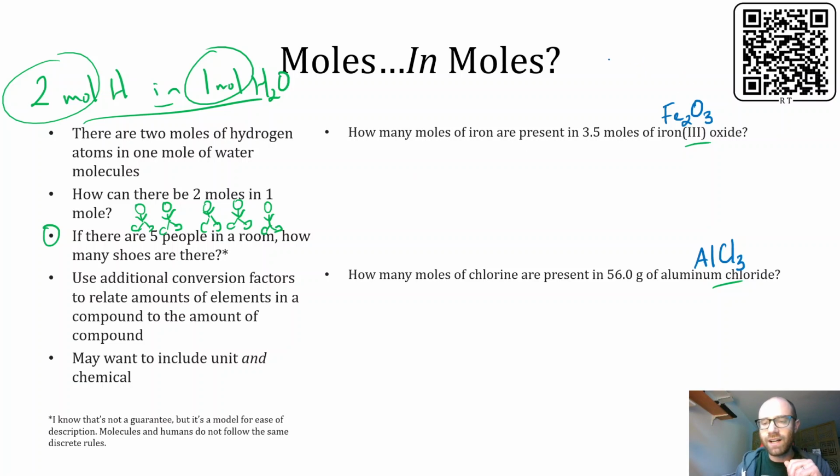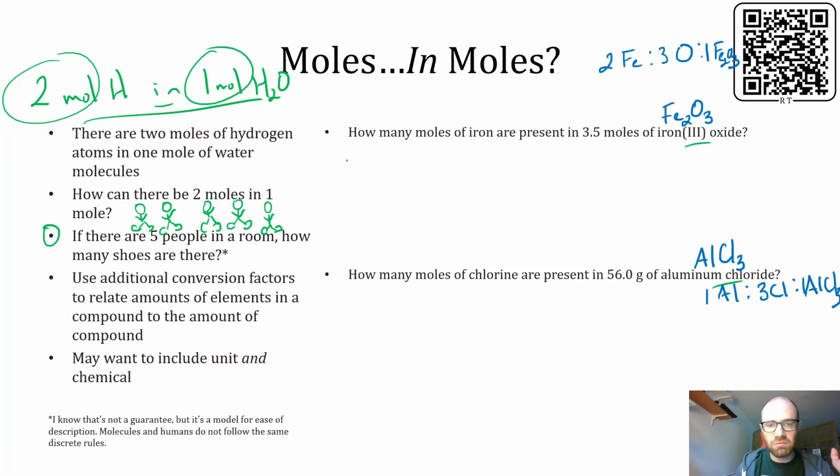This is an idea of 2 moles of iron to every 3 moles of oxygen, or to every 1 mole of compound. And then here it's the same, and I'm going to write that: there's 1 aluminum for every 3 chlorines for every 1 aluminum chloride. And so that's going to build our other piece.